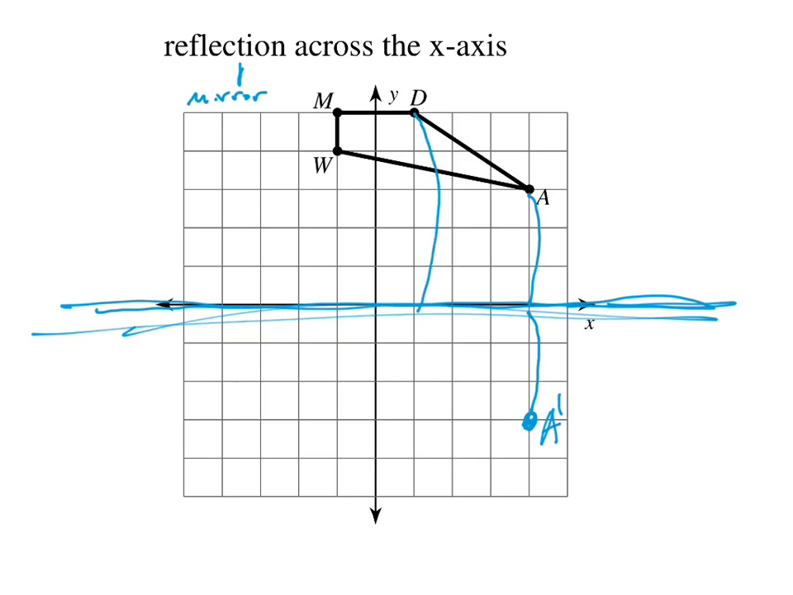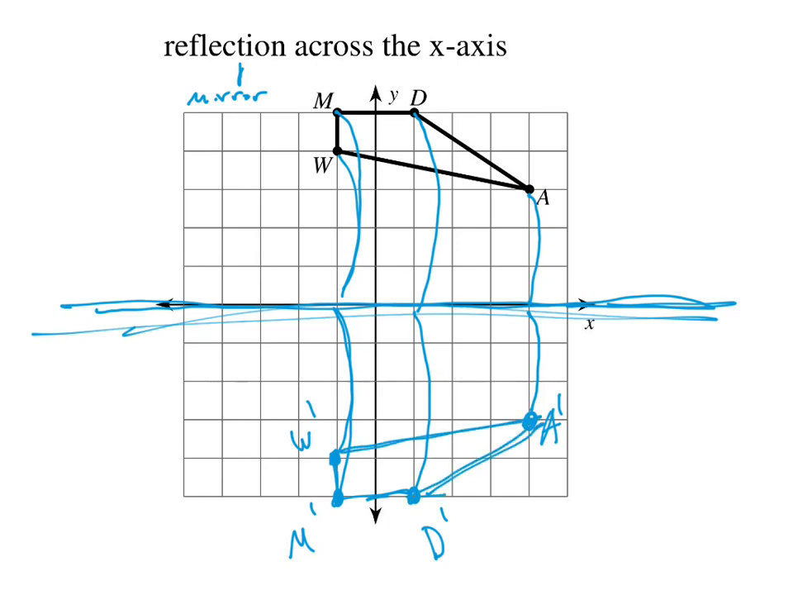D is 5 above it, so I go 5 down, and here's D prime. W is 4 above, so I go 4 below, and there's my W prime. And then M is 5 above the line, so I'm going to go 5 below, and that's going to give me M prime. And then I can connect my shape here. Make it all pretty there. And at this point, let me do some erasing on these extra lines here.